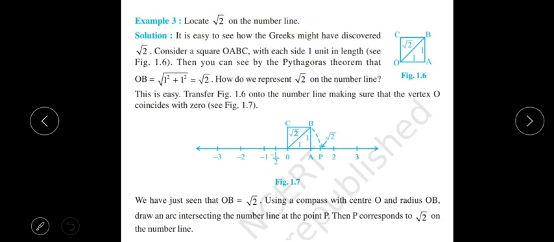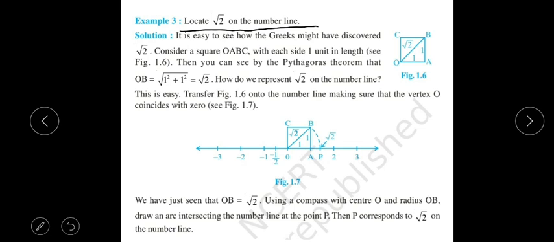Now let's understand the examples: how to locate the various points on the number line. Up to here you already learned how to locate rational numbers on the number line in your earlier classes. Now let's learn to locate irrational numbers on the number line. So let's begin with the location of root 2 on the number line.